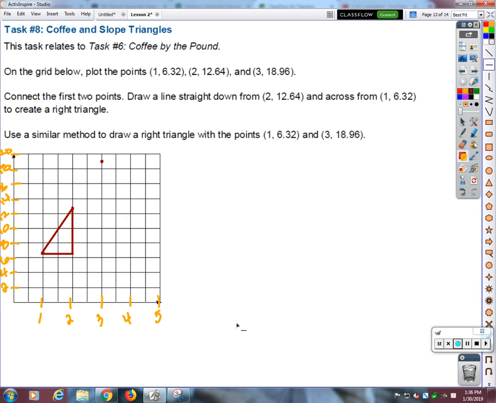I don't know. I was just wondering the same thing myself. Okay, use the sliver method to draw a right triangle with the points 1, 6.32 and 3, 18.96. So let's do the same thing with the first and the third points. Maybe that's why they want us to do this. Make our lives happier.